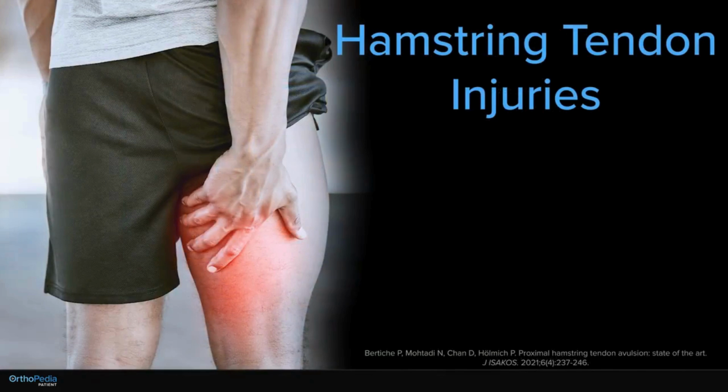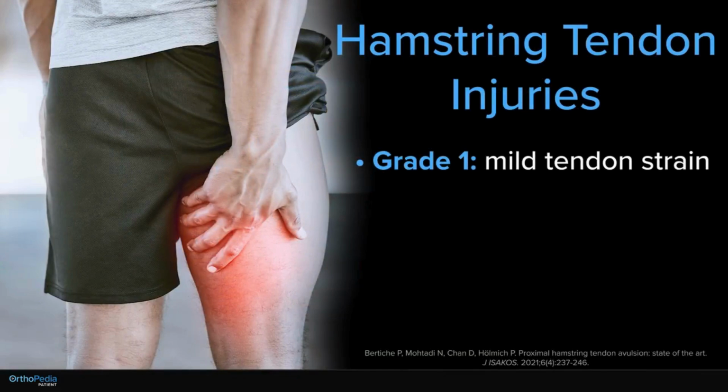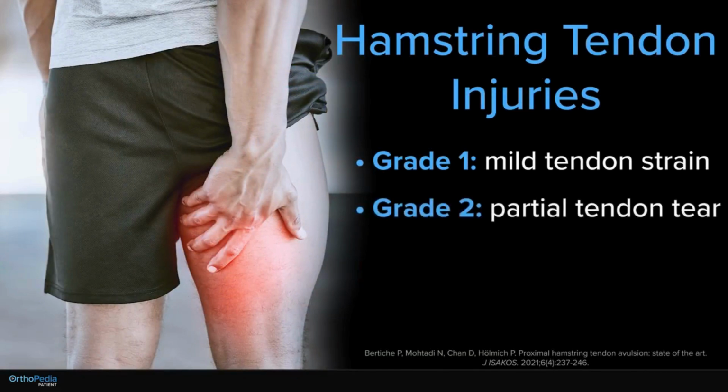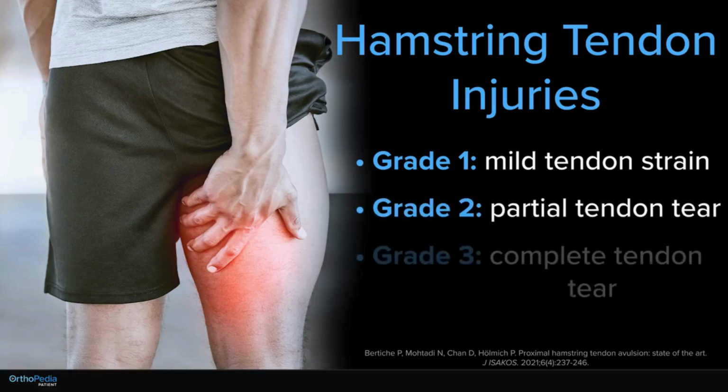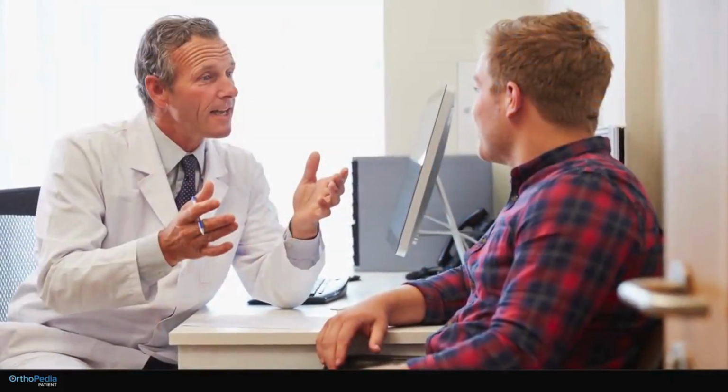Hamstring tendon tears at the hip are generally graded as either Grade 1, mild tendon strain, Grade 2, partial tendon tear, or Grade 3, complete tendon tear. Further classification systems may also be used, taking into consideration how much tendon retraction has occurred and whether there is also associated sciatic nerve injury. A healthcare provider will use the patient's symptoms and grade of the tear, along with other characteristics of the injury, to determine the most appropriate treatment option for recovery.